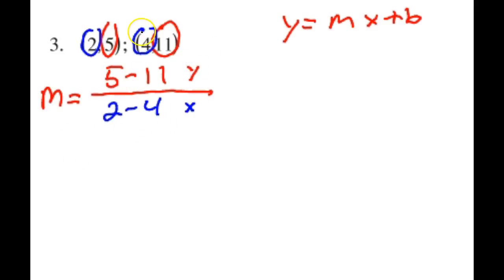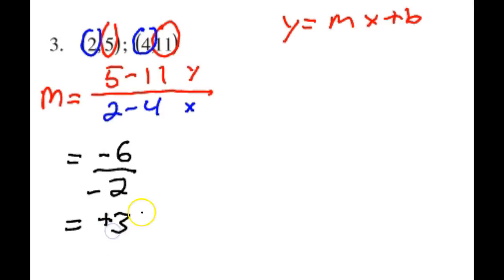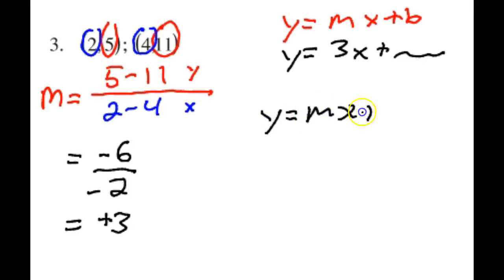Rise over run. Solve this, we get 5 minus 11 is negative 6. And 2 minus 4 is negative 2. So negative 6 divided by negative 2 is positive 3. So now I'm halfway there. I know it's going to be y equals 3x, but I still don't know the y-intercept. So now we're going to do the same step we did before in 1 and 2, using 3 as the slope. So we have y equals mx plus b.